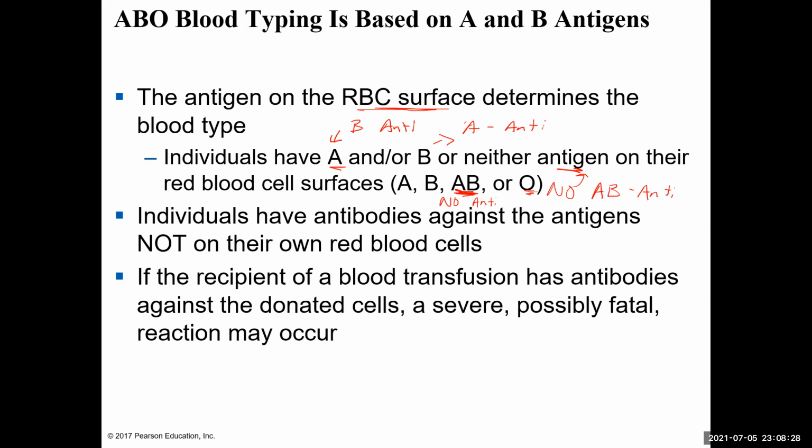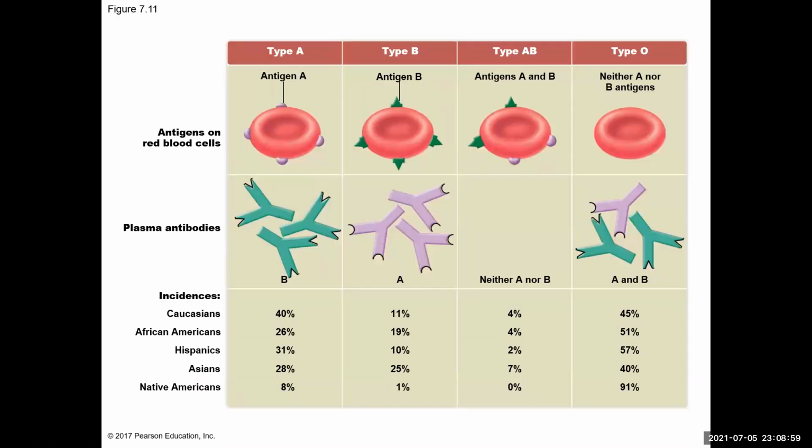And this is important in determining what type of blood can receive another type. Okay? So if the recipient of a blood transfusion has antibodies against the donated cells, then that could be a fatal reaction. So individuals have antibodies against the antigens, not their own red blood cells. Okay? So we got a figure kind of summarizing this.